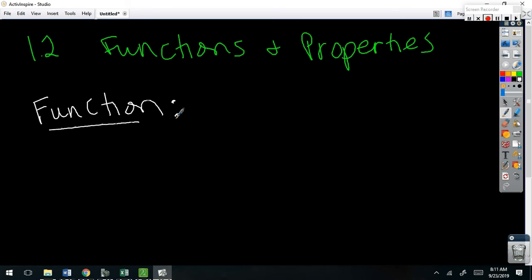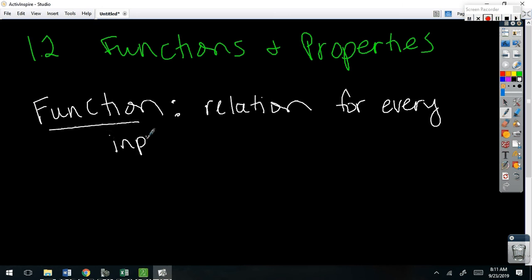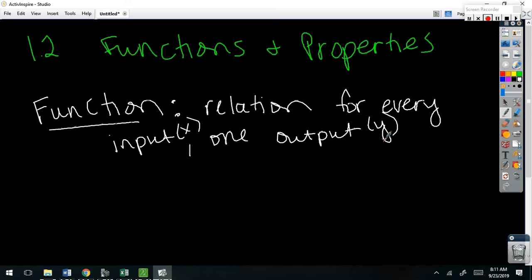Is that an input-output? It is an input-output kind of thing, but it's a special input-output kind of thing. So it's a relationship or a relation. What do you mean by input-output? If you input something, you get an output, you get a y. For every x, there's a y, right? So it's a relation that for every input, there is one output. So I'm going to say x is my input, y is my output. Okay?